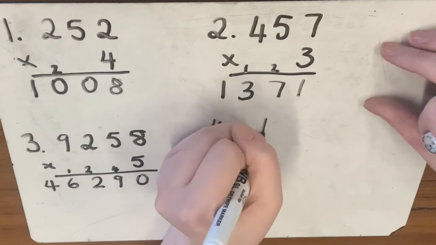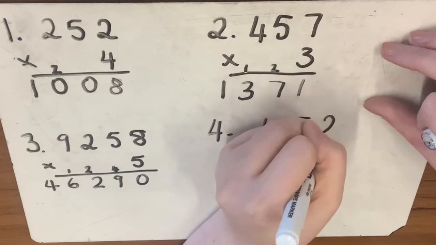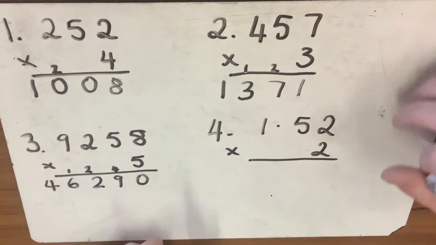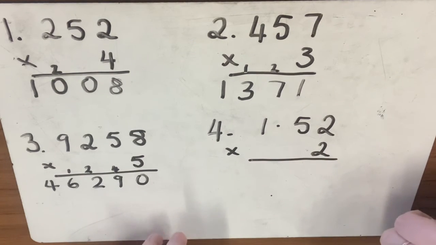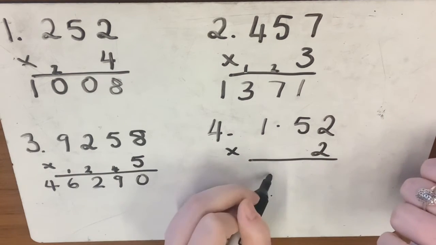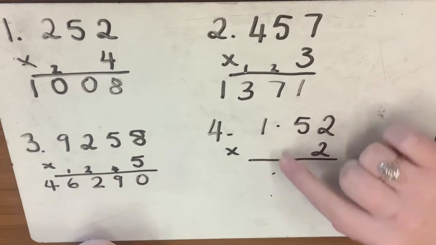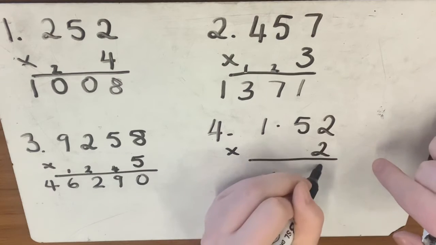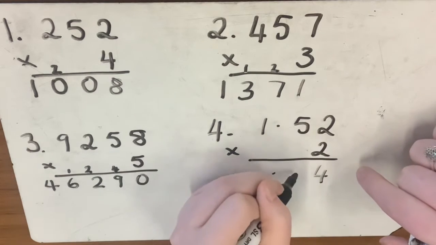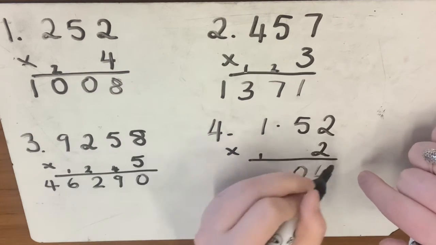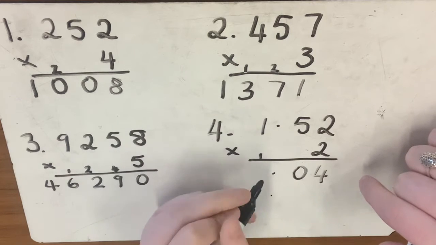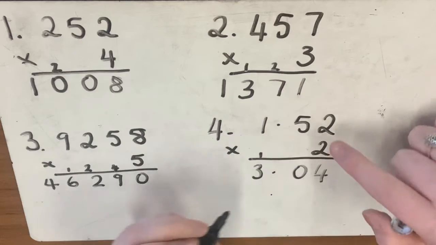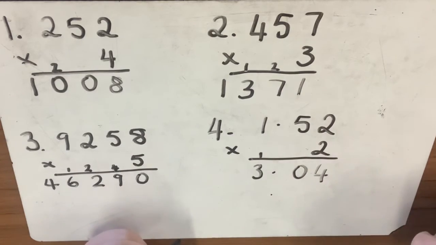So let's look at this number. I've got 1.52 and I'm going to multiply this by 2. The only thing I do differently, one thing, is I put my decimal point exactly where it was to start with. So I've just popped it down here and then I just do my sum. 2 times 2 is 4. 2 times 5 is 10. So I carry my 1. 2 times 1 is 2, plus 1 more is 3. So it would be £3.04 if it was pounds, or 3.04.